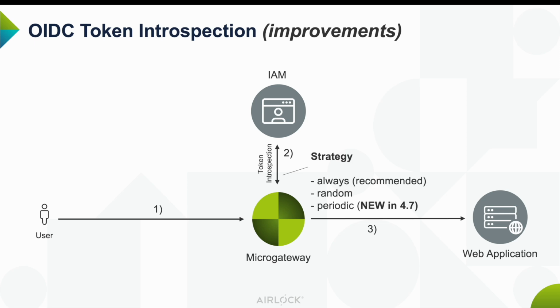As mentioned before, Airlock Microgateway can be configured with different strategies to reduce the load on the introspection endpoint. With this release, always, random, and periodic are possible options. The new strategy periodic ensures that after the configured time, a request is introspected by the configured IAM. From security perspective, we recommend to use always.